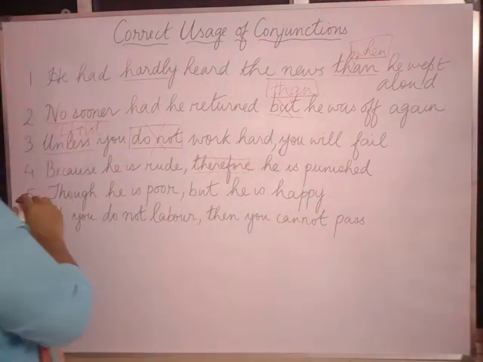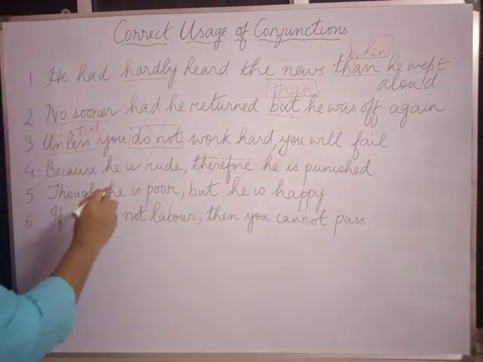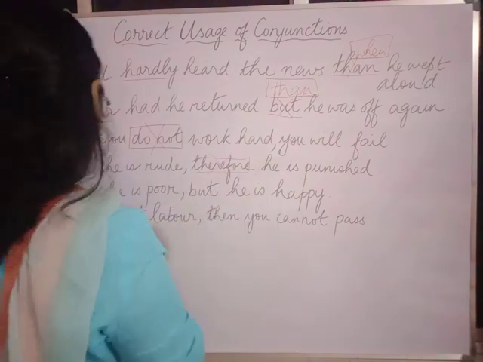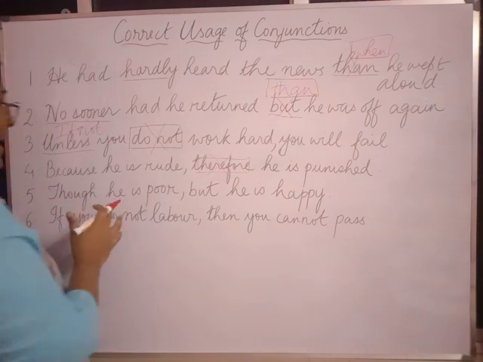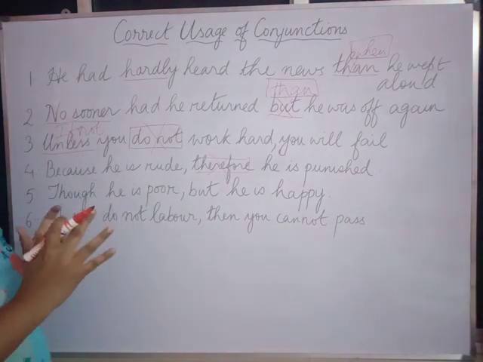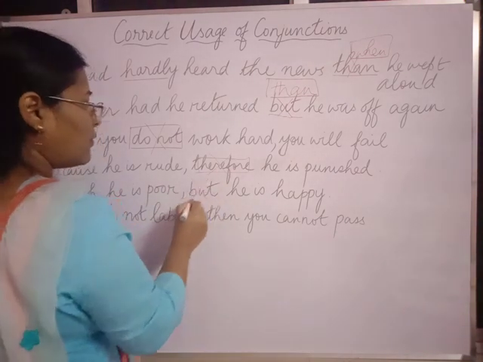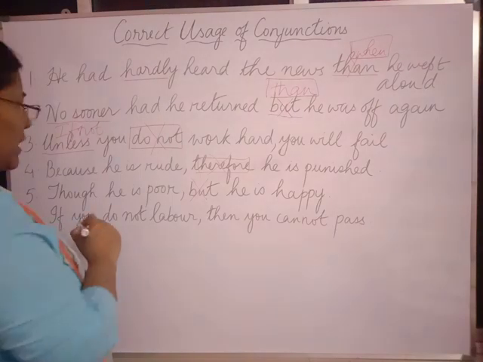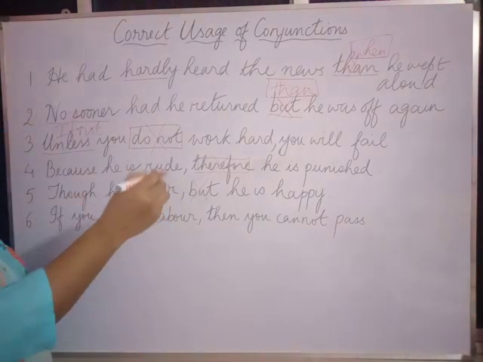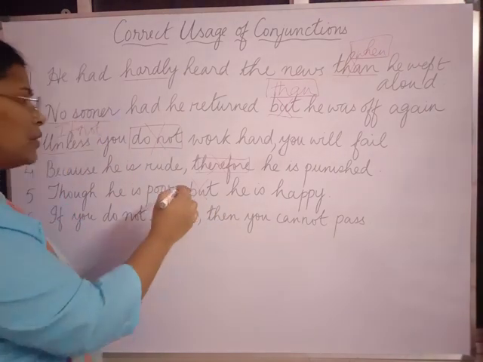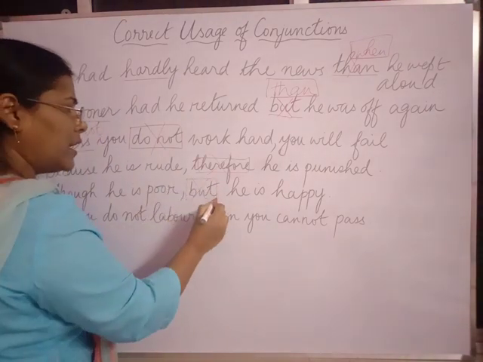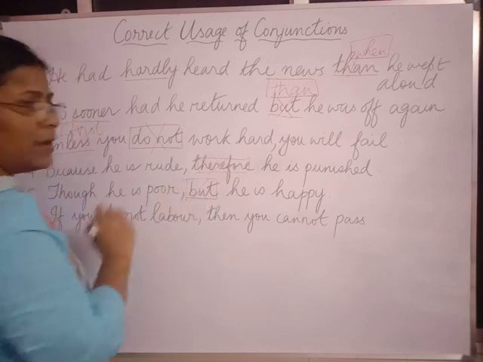Okay. Now take the fifth example. "Though he is poor, but he is happy." Now with "though" and "although," they itself stand alone as conjunction in this sentence. There is no use of using "but." Okay. So "Though he is poor, he is happy." "Although he is poor, he is happy." So there is no requirement of using "but."